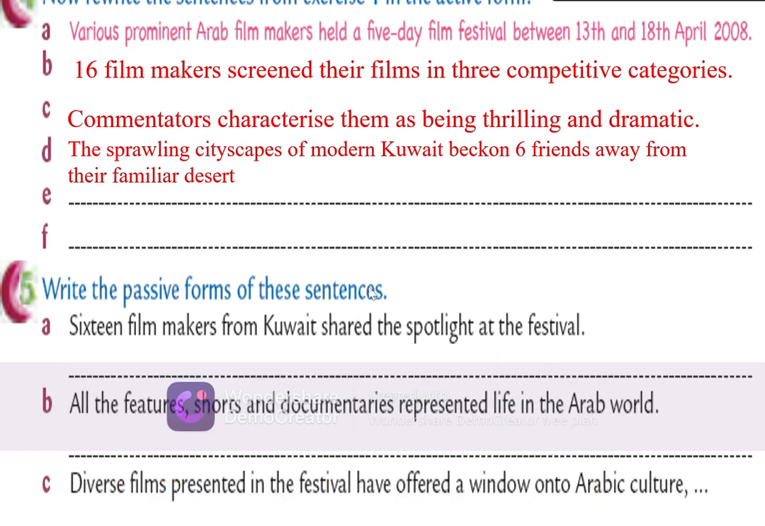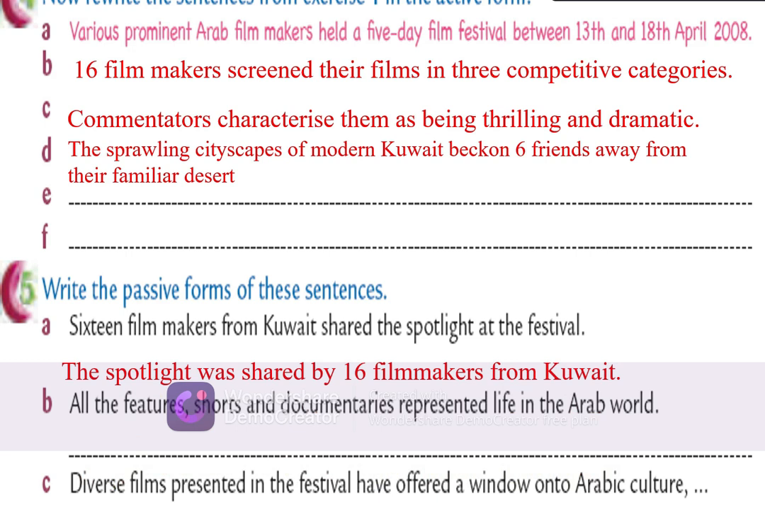Okay, now let's try to change the sentences according to the question from active to passive. 16 filmmakers from Kuwait shared the spotlight at the festival. Here we need to look for the object of the sentence. Where is the object of the sentence? 16 filmmakers from Kuwait shared the spotlight. So the spotlight is the direct object, and at the festival is the indirect object. So we don't take the indirect object here, we only take the direct object, which is the spotlight.